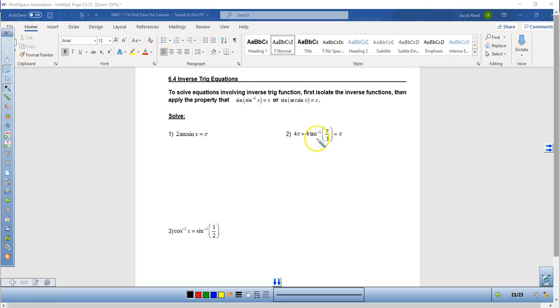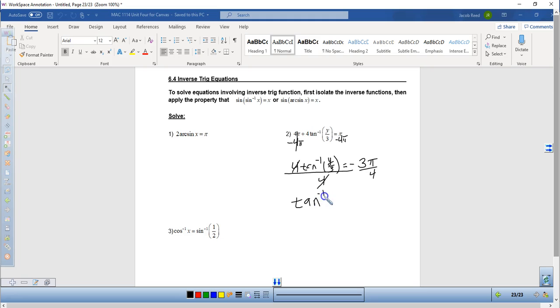All right, with number 2, I've got to isolate the inverse tan. Subtract 4 pi. So I get 4 inverse tan is equal to pi minus 4 pi, which is negative 3 pi. Divide by 4. So I get inverse tan is equal to negative 3 pi over 4. So now I apply the tangent.